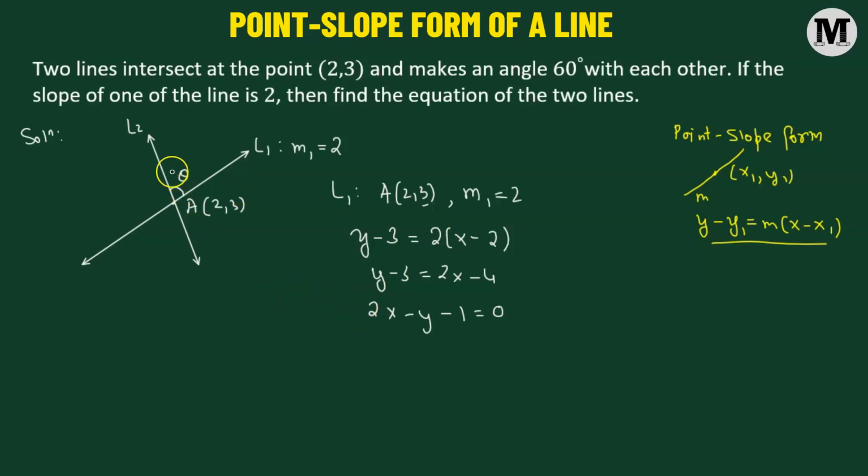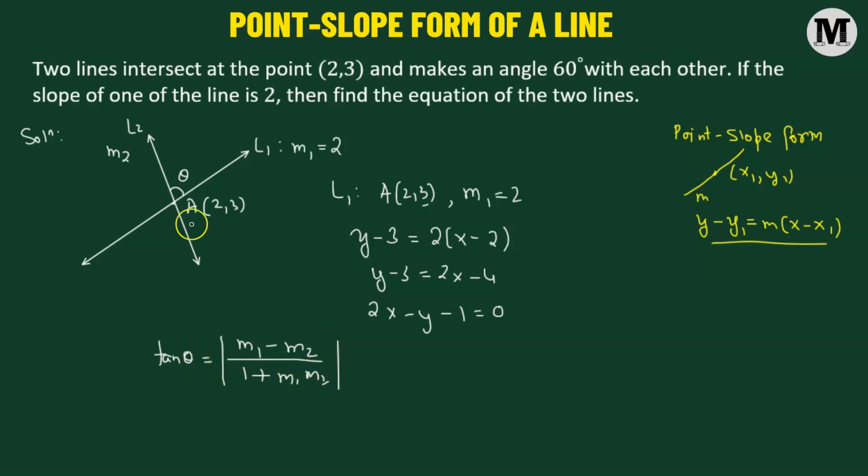Now, to find the equation of line L2, we have the point A through which it passes, or you can say the point A lies on that line, but we need to find its slope m2. It's given here that the angle formed by the two lines at the point of intersection is theta. So we know there's a formula which relates them. Tangent of theta is given by the absolute value of (m1 minus m2) divided by (1 plus the product m1 times m2).